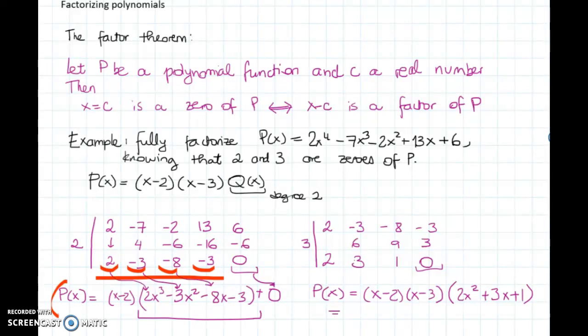Let's see. I think we can try to just mix guessing and splitting the middle term. There's going to be 2x, then something, then x, something. We need both of the signs to be positive, and we need the product to be 1. So let me check that this is enough: 2x squared plus 2x plus x plus 1. Yeah, that's correct. So we fully factorize the polynomial function given.